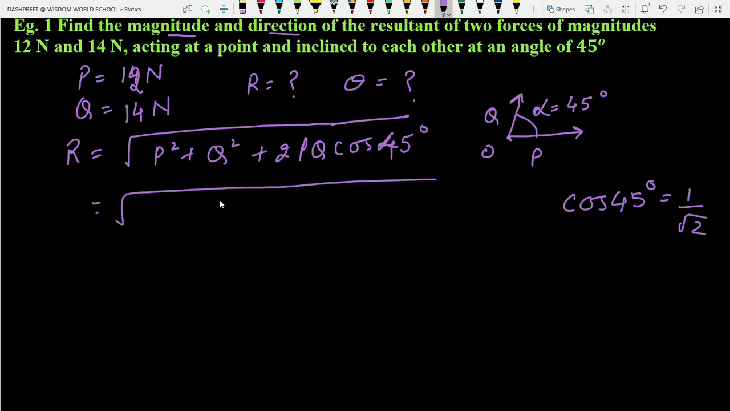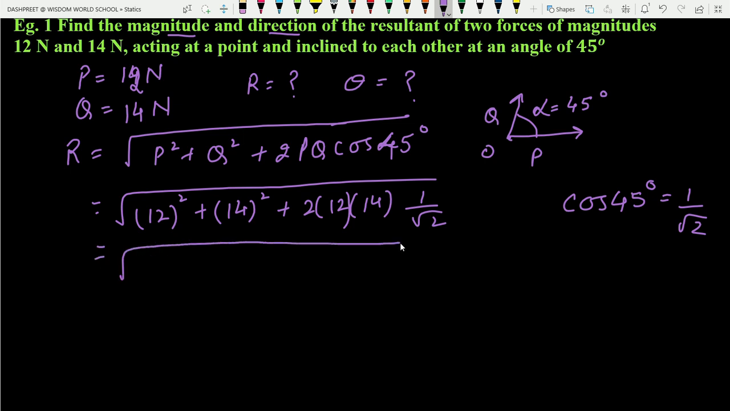You can put the values. Here P is 12, so 12 whole square plus Q is 14 whole square plus 2 into 12 into 14 into cos 45 degrees, 1 by root 2. On simplification, this comes out to be 144 plus 196 plus 2 into 12 into 14 by root 2. You can simplify this and this comes out to be 24.03 newtons. Then we have to calculate theta.